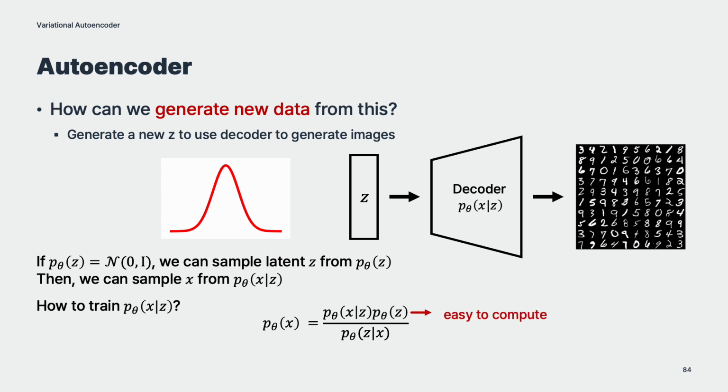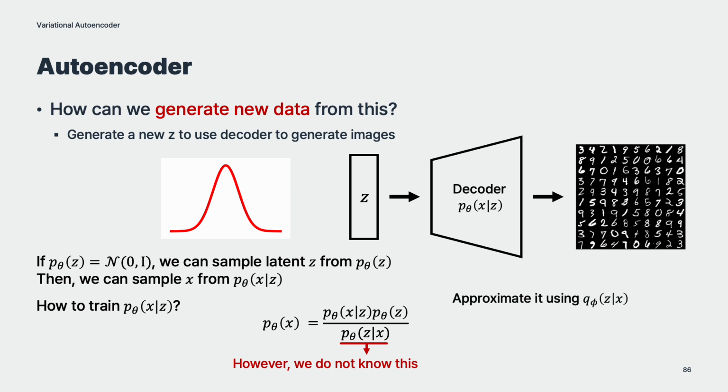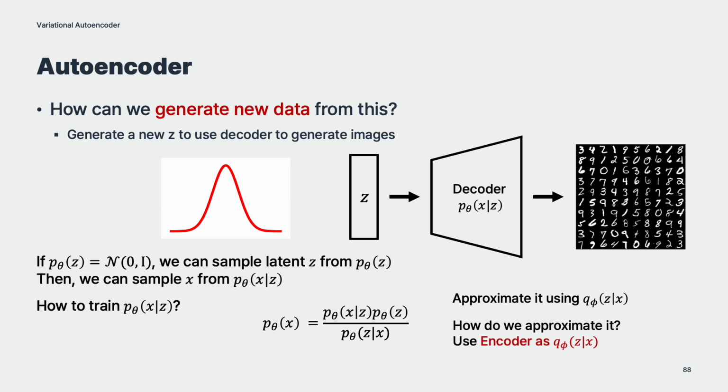The numerator is still manageable, just as we discussed. But the denominator term, the posterior probability P of Z given X, is unknown, and that's the core problem. We approximate the intractable p theta of Z given X using another function, Q phi of Z given X. How do we approximate it? The approximation is done by the encoder, which now learns to output a distribution, not just a fixed vector.